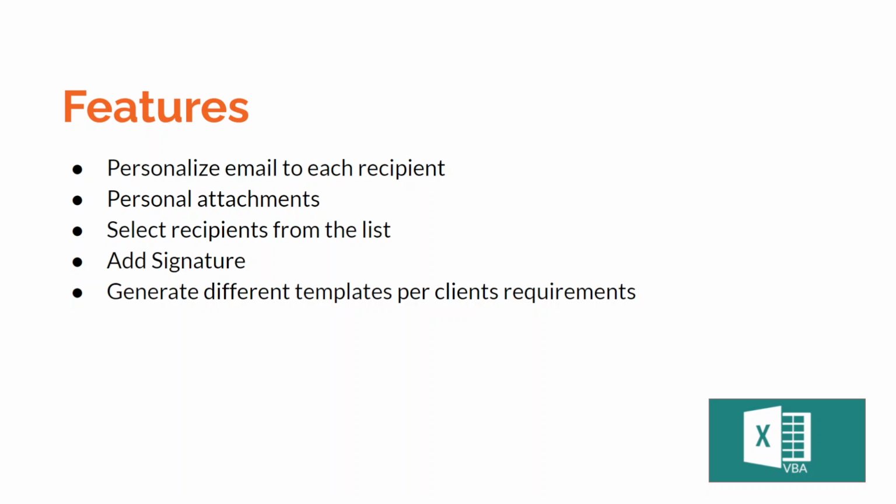So the key point from this video is that this email automation can be very flexible, and you can generate as many templates as needed. You can add signatures if required, select the specific recipients from the list which you want to send the email to, attach personal attachments, and obviously personalize the email to each recipient based on his details.